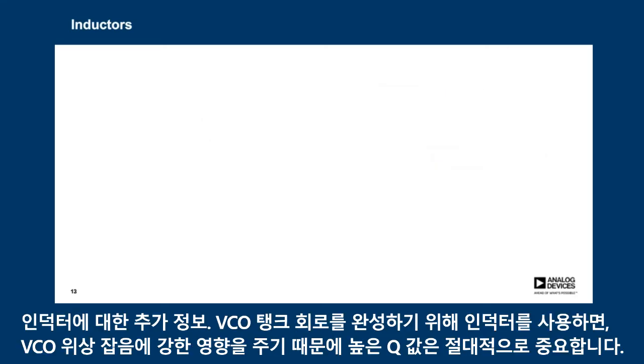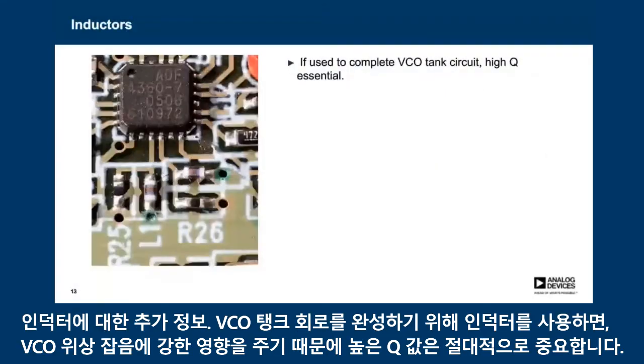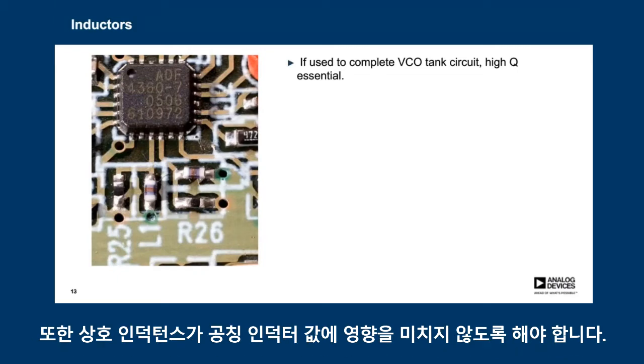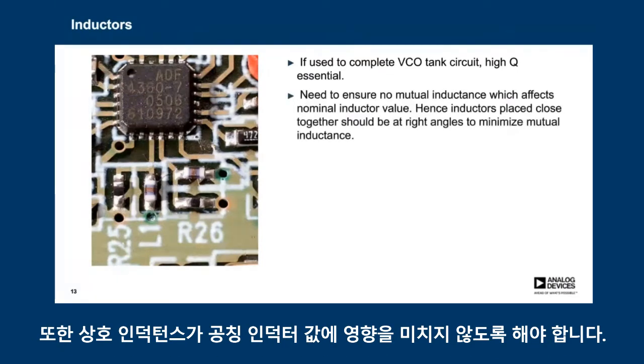So more on inductors. Then if we use an inductor to complete the VCO tank circuit, then a high Q is absolutely essential because that will have a strong bearing on the VCO phase noise. Also, we need to ensure that no mutual inductance affects the nominal inductor value.